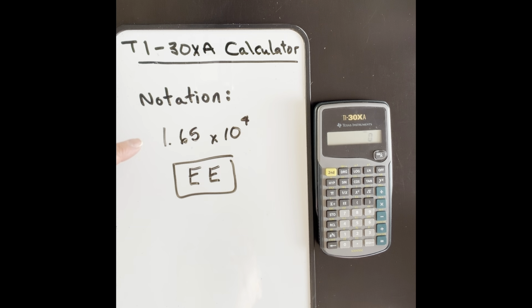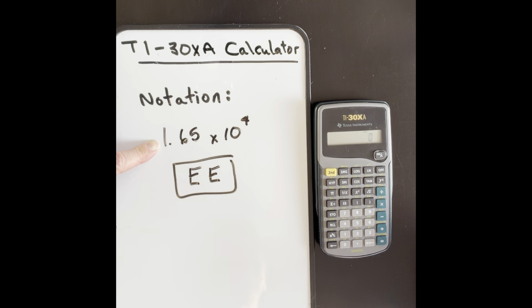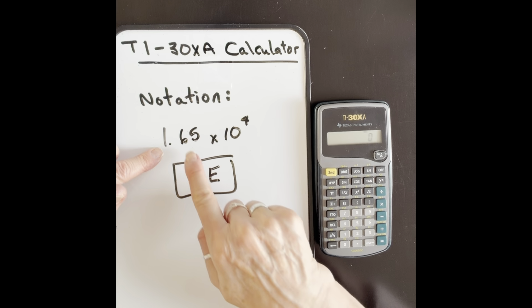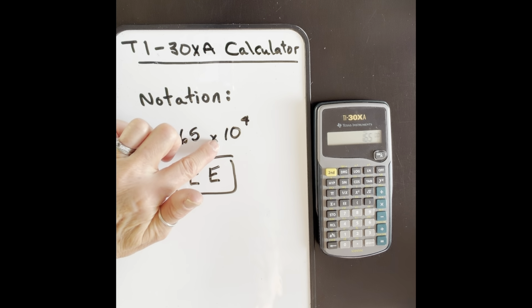If you are working with numbers that are in scientific or engineering notation and you want to enter those into your calculator, you're going to use this button here, this EE button. But be very careful when you do enter your number. I'm going to show you how to do it. You're going to enter the 1.65, press EE. You do not have to press times 10.